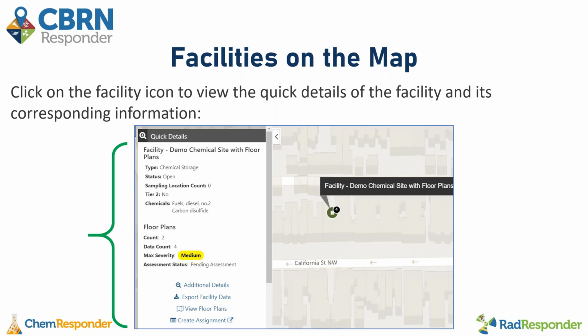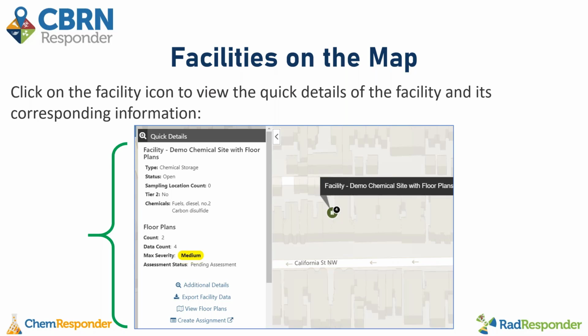Once you click on the facility icon, you can view the quick details of the facility, and this will pop out on the left-hand side. So you'll be able to see the type, the status, the number of sampling locations, if it's a tier 2, if it's a chemical storage, any chemicals that are stored there, and some floor plan information.